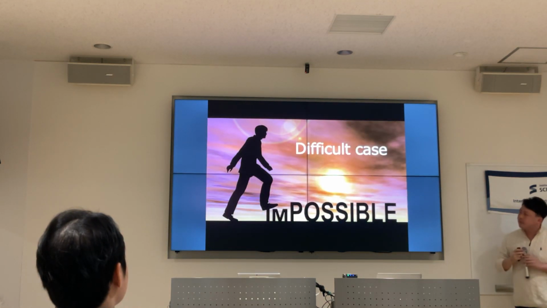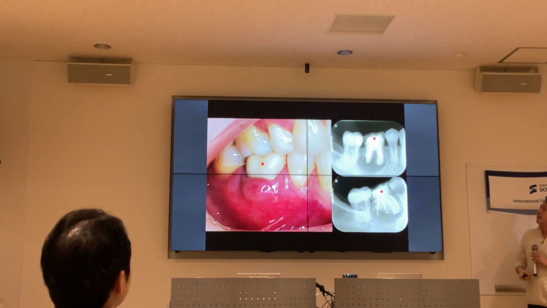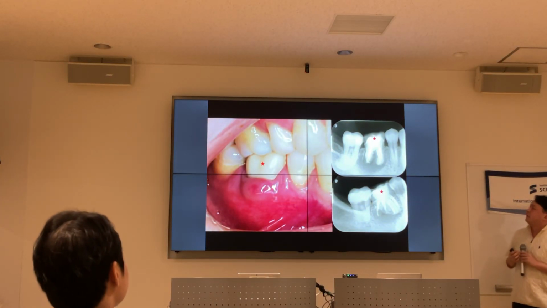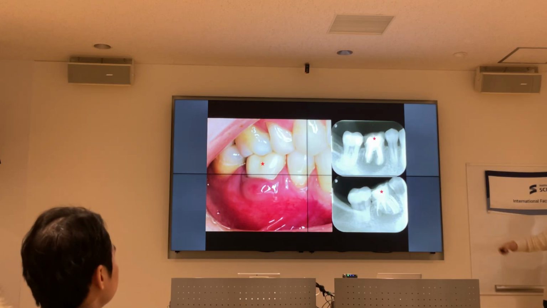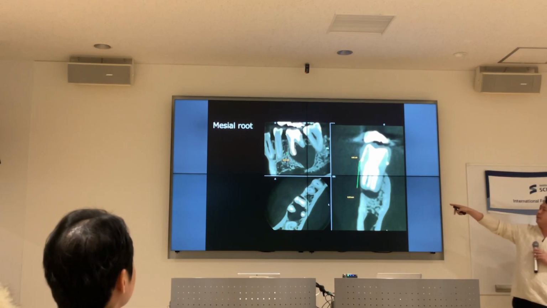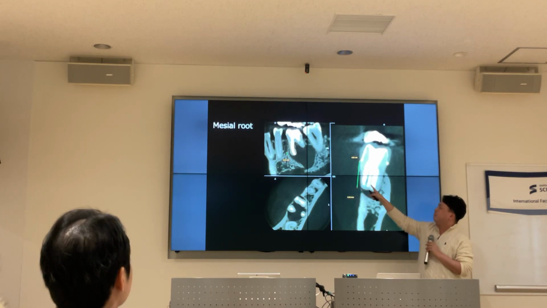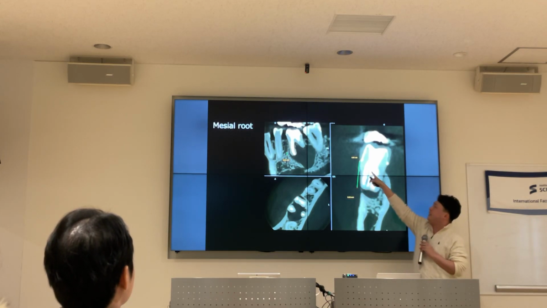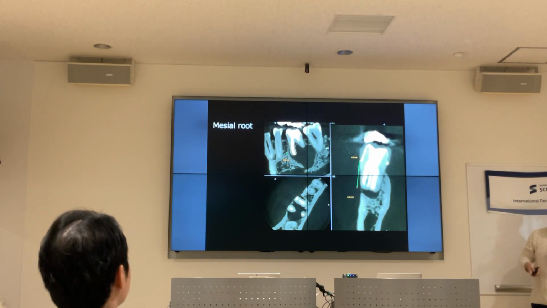This is the last case. A very difficult case. Right mandibular molar. Here is swelling. I think this root canal treatment was performed by another endodontist. The filling is, I think, very good. This is a CBCT image of the mesial root. Here are the mesial buccal canal and mesial lingual canal. Here is the mid-mesial canal. All three canals are completely filled.